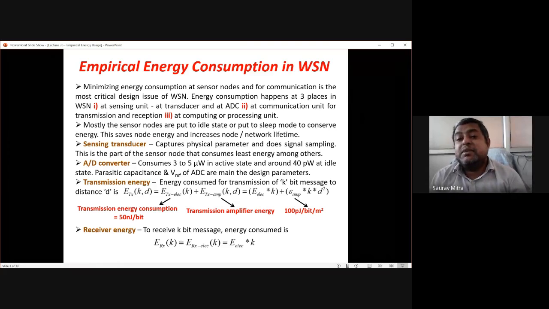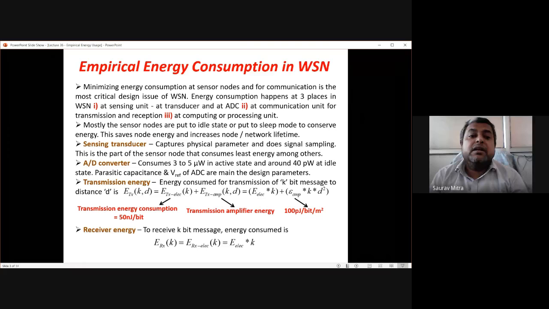First, for sensing some environmental parameter and converting the sensed signal into a digital signal. Sensing and conversion of the sensed analog signal into a digital signal is the first work that any node does. So energy consumption happens there first, at the sensing unit. Second thing is the communication unit for transmission and reception. If the sensing unit was the input unit to the node, the communication unit for transmission and reception is the output unit of the node. And the last and the most important part is the computing or processing unit.